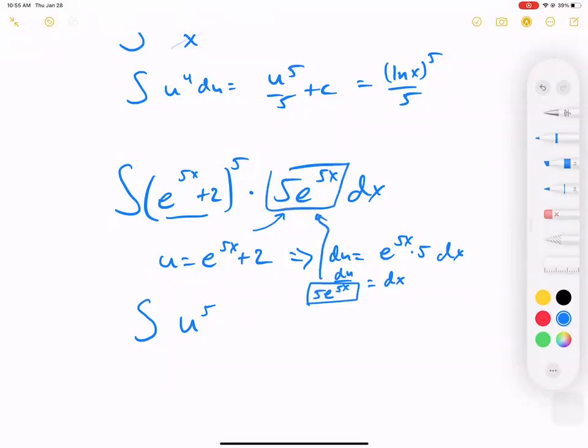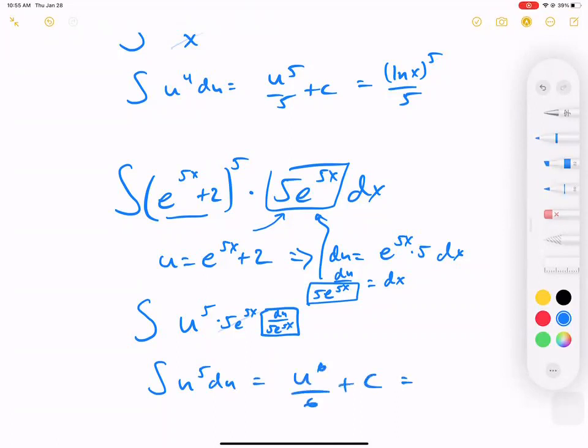If you want, you can skip that step. I'll write it for you so you can see it. We replace that with du over 5e to the 5x. It nicely divides that out, and we're back to a power rule, which gives us u to the 6 over 6 plus c.